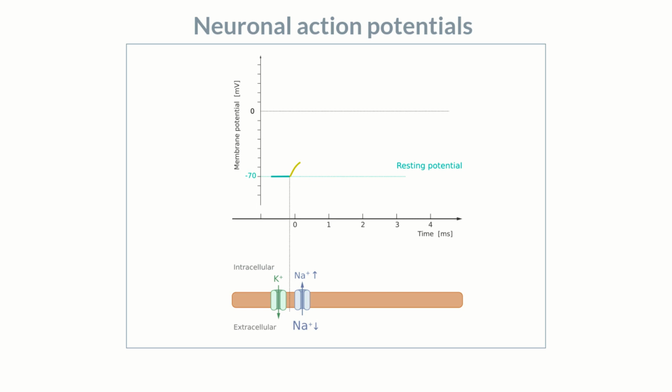Once it reaches approximately -55 millivolts, which is the threshold potential, the voltage-dependent sodium channels also open. As a result, more sodium ions flow through these channels into the cell. Accordingly, the membrane potential increases rapidly and an action potential forms. This process is called depolarization.